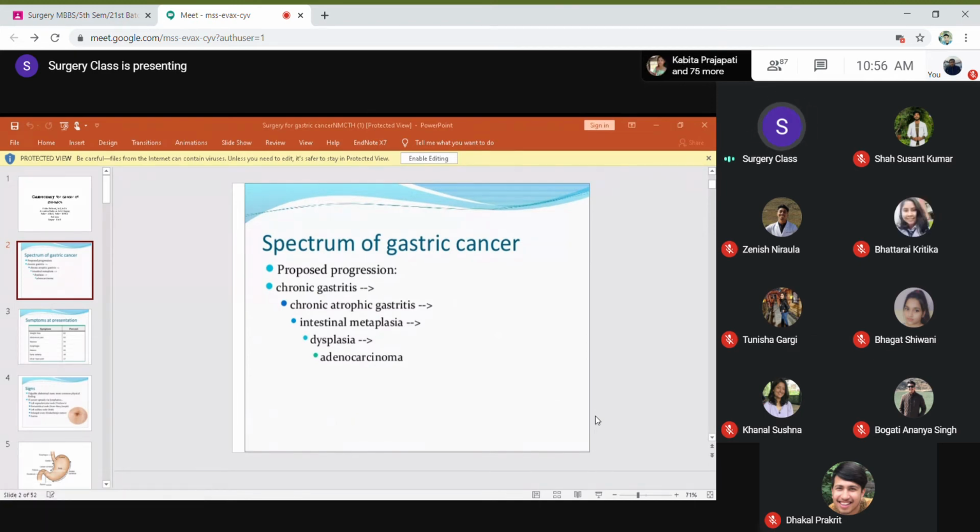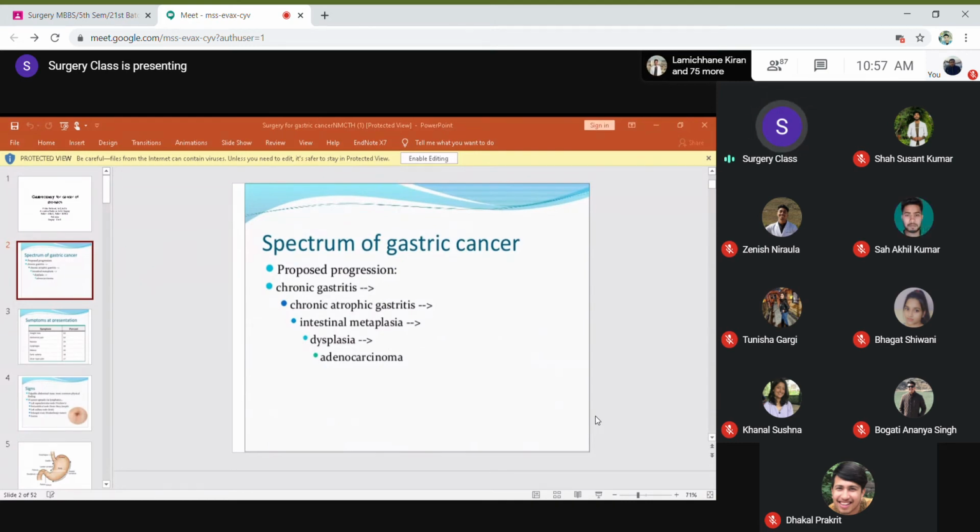the periumbilical node called Sister Mary Joseph nodule in the umbilicus of the stomach cancer. Sister Mary diagnosed this in Mayo Clinic. She saw patients with carcinoma stomach with this type of nodules. And then the left axillary node, that is an Irish node, and then Krukenberg's tumor.